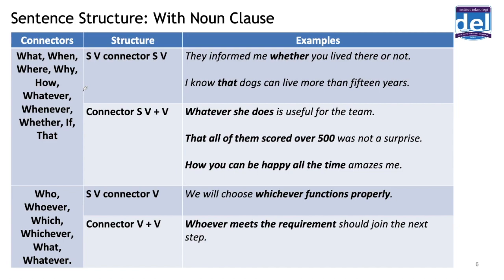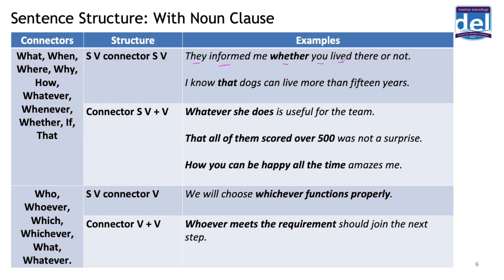Now let's continue with noun clause. The function of a noun clause is as a subject or maybe as an object. The first, you gotta be familiar with the connectors and also the structure of the clauses in the sentence. So here we've got WH question words or maybe whatever, whenever, whether, if, that. For these connectors, possible structures are like this. Subject, verb, connector, subject, verb. For example, they inform me whether you live there or not. So this is subject, verb, connector, subject, verb.